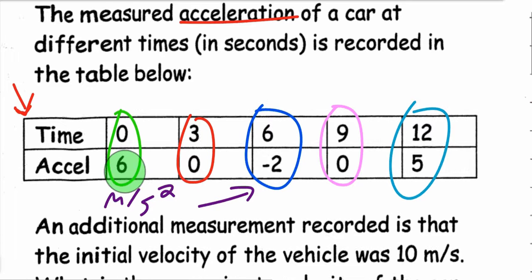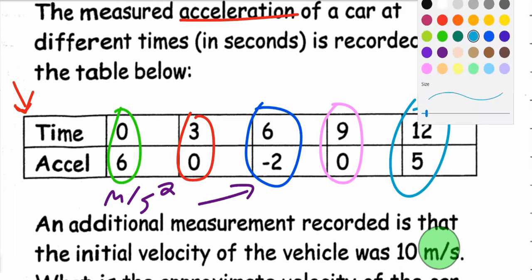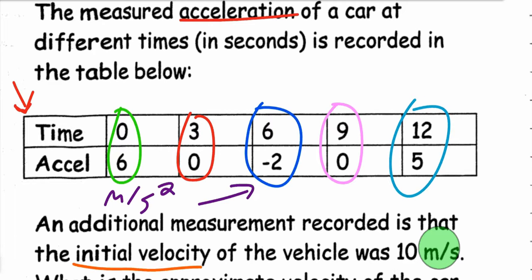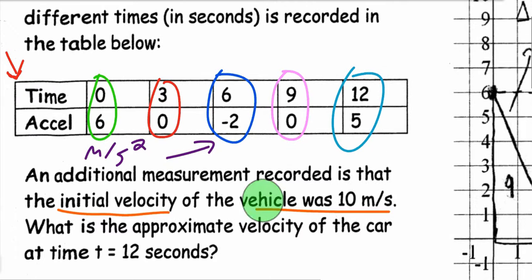Okay, if we keep reading, it says an additional measurement recorded is that the initial velocity of the vehicle was 10 meters per second. Now what it gave us was an initial velocity. Okay, remember velocity is the integral of acceleration, and its initial velocity was 10 meters per second. So let's read the question. What is the approximate velocity of the car at time t equals 12?